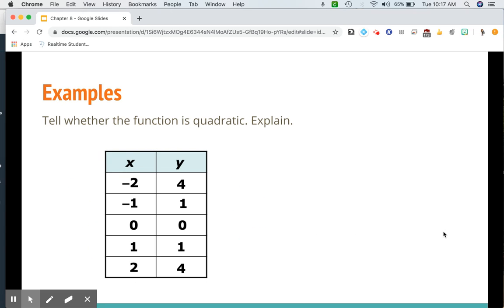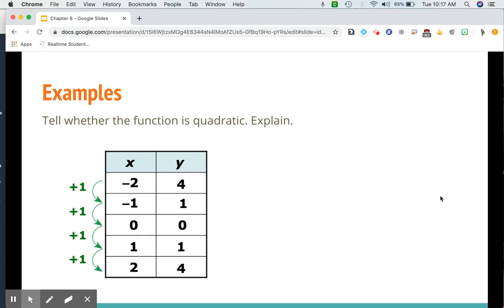Next example. Tell whether, again, this function is a quadratic and then explain. So the same process of looking at your x values is what you need to do first to see if those are constant. So in this case, you're adding 1 again each time. So your x values are consecutive and are constantly changing, or constantly adding 1.